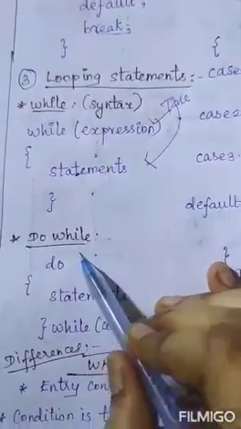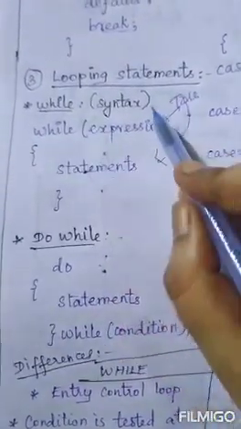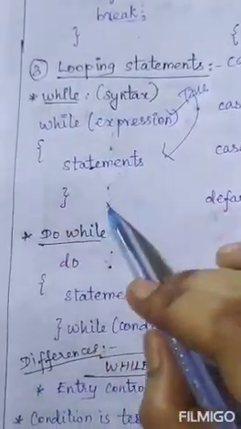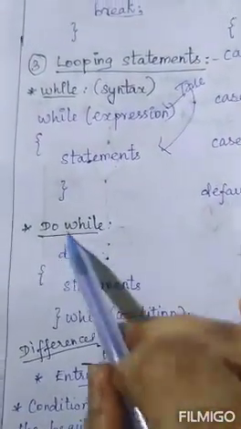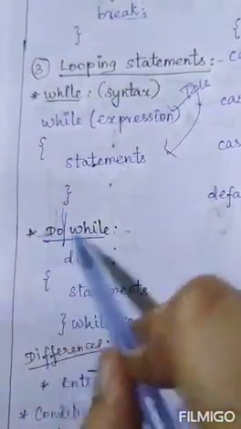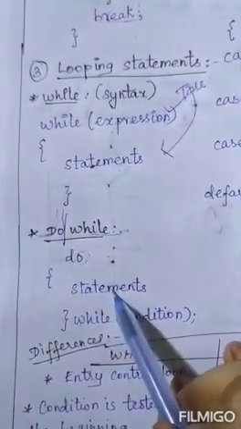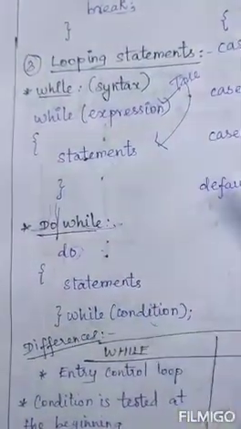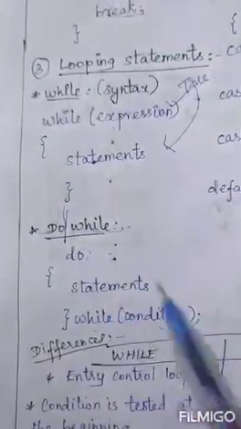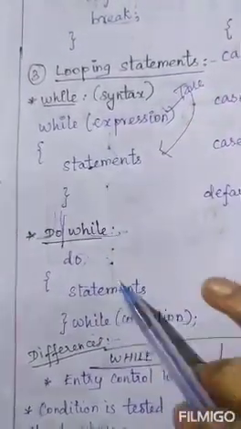But in do while, these are the basic syntax. In while, the statement will be inside the curly braces, but in do while I have do first, and then the statement. After the execution of the statement, the condition will be checked whether it is true or false.